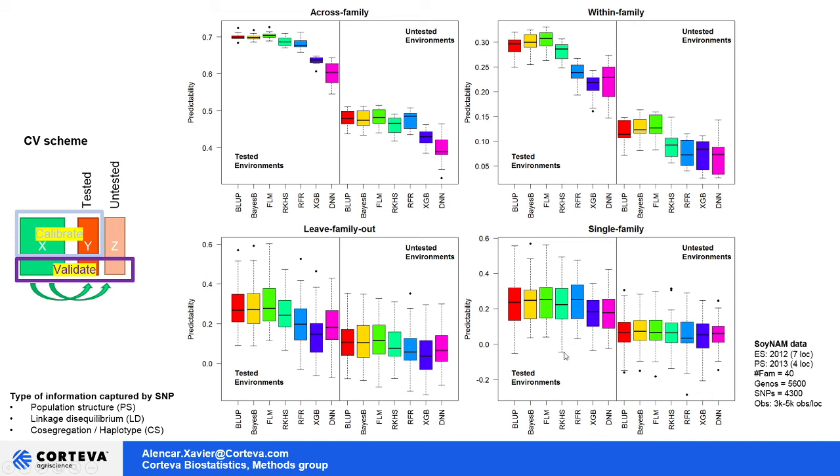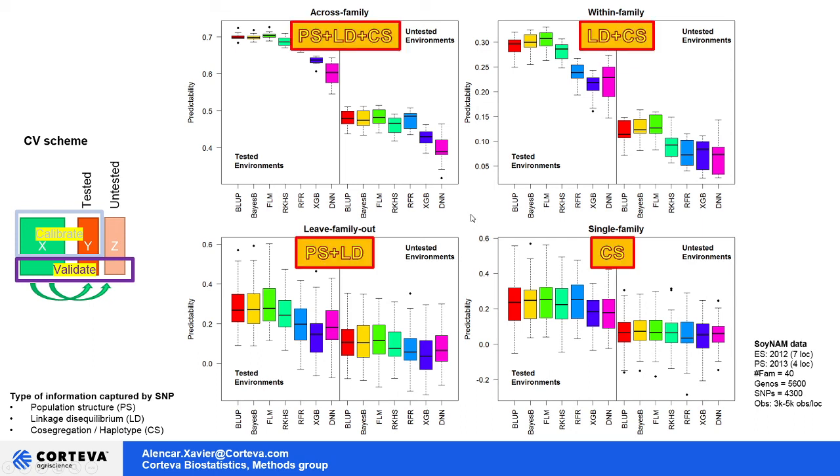Now, within the machines, there shouldn't be too much difference as they are all feeding into the same type of information, as that was a fair cross-validation. But one thing that's really striking is why is the accuracy across family so much higher than within family, then higher than leave a family out, then higher than single family. Basically it is the type of information you're extracting. So on a cross family, you have that population structure, LD, and co-segregation or haplotype. Within family, you no longer have the population structure component, so you have a large decrease in predictive ability. So the information changes, you lose predictive ability.